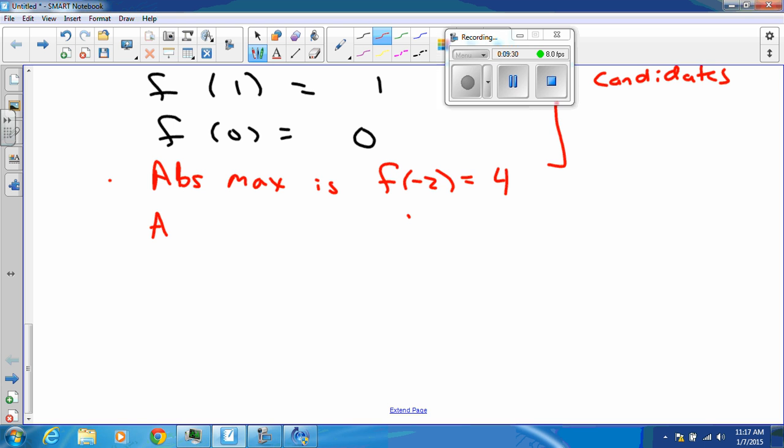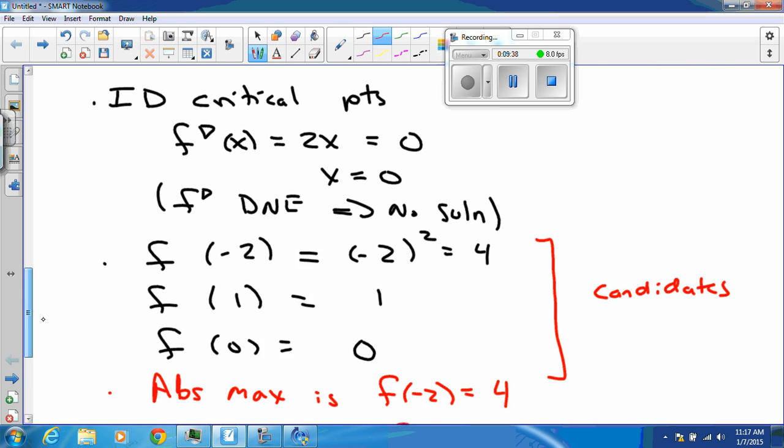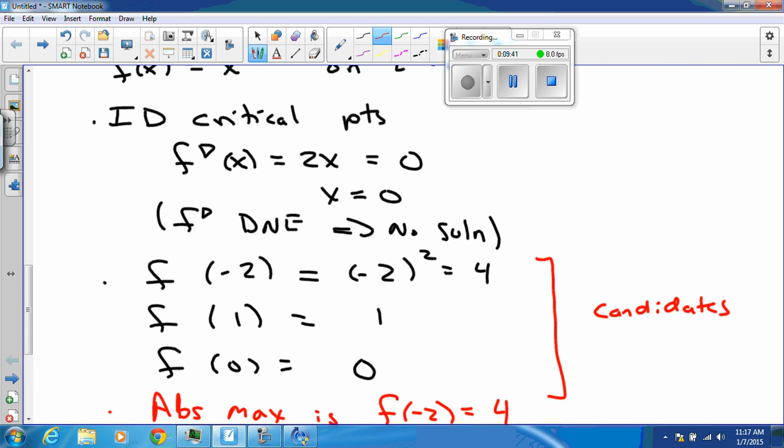And the absolute min is f of 0 equals 0. The work that justifies all this is the finding of the critical points, the finding of the candidates, really, and the evaluation of the function at the candidates. Does that process make sense to everybody?